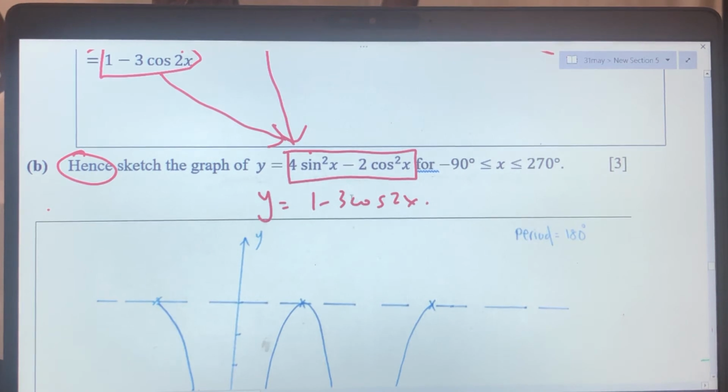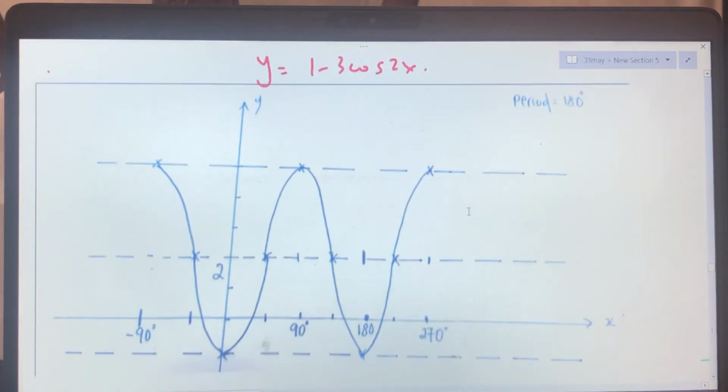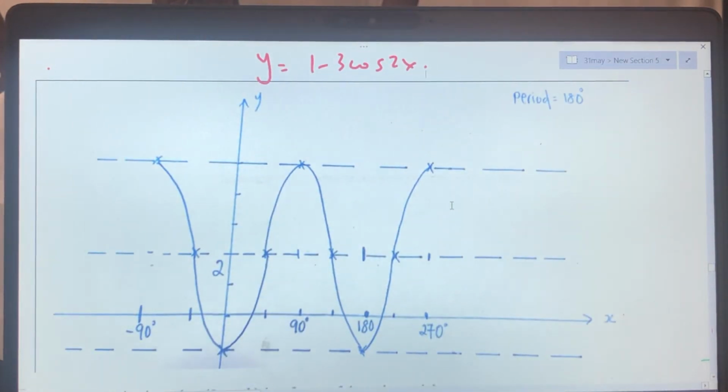Now, how do we sketch this? This is not very accurately drawn. So let us start from the basics because some of us don't know how to sketch this. First thing is to settle this first. This is step 1. How to do this? This is your center line. So you draw your center line first.